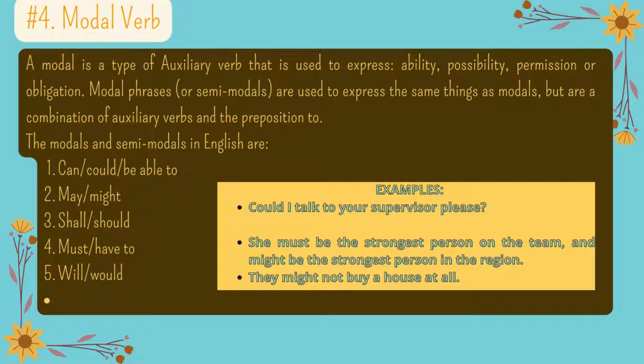The modals and semi-modals in English are can or could or be able to, may or might, shall or should, must or have to, will or would. For examples, could I talk to your supervisor, please? She must be the strongest person on the team and might be the strongest person in the region. They might not buy a house at all.